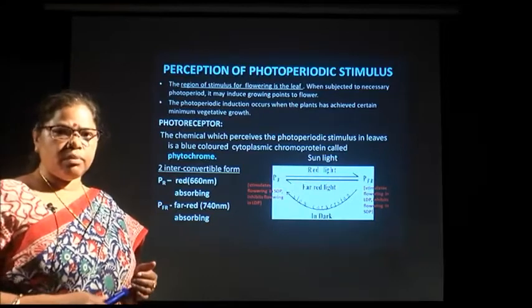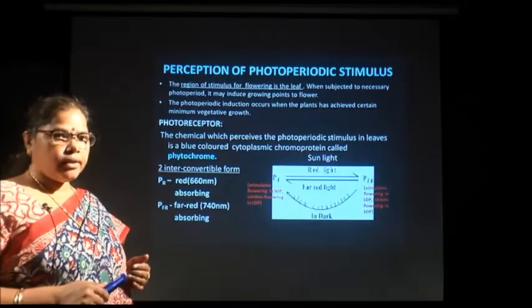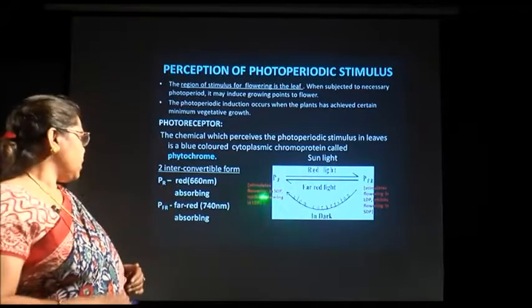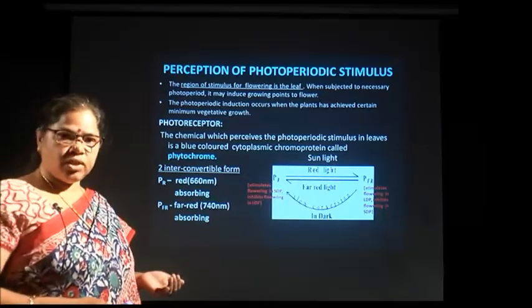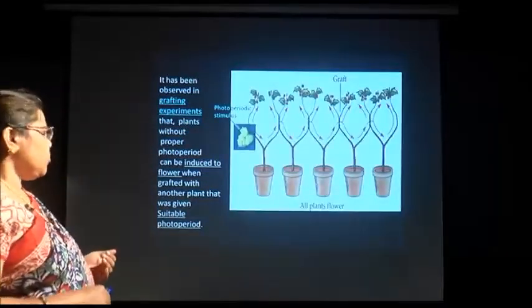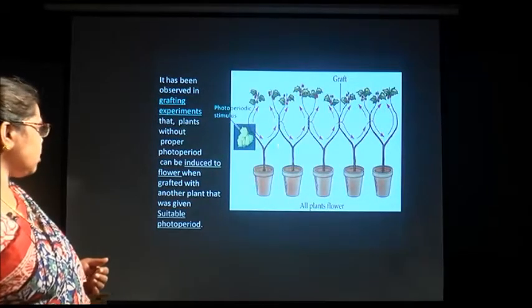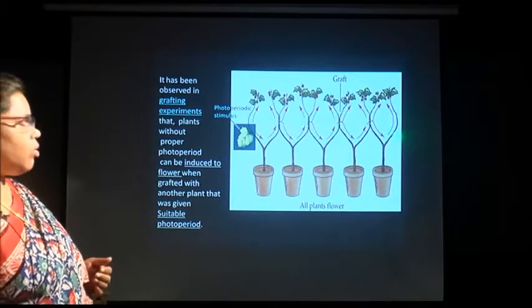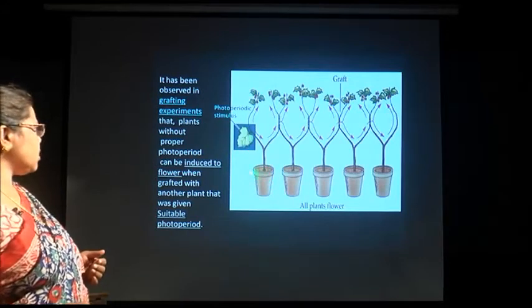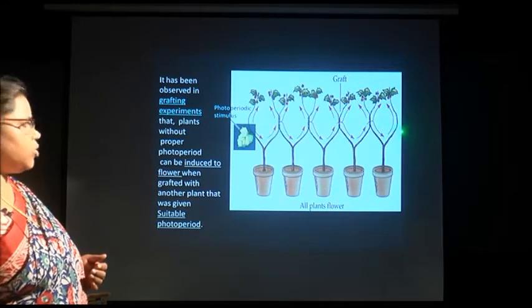So phytochrome is the pigment molecule which actually receives the photoperiodic stimulus, and according to the activation of the form of phytochrome, flowering occurs in SDP, short day plants, and long day plants. If a grafting experiment is done between a plant which has a suitable photoperiod and plants without any photoperiod, then what we observe is this: suppose this is the first plant which has received the photoperiodic stimulus in this leaf, and these are the plants grafted to it.